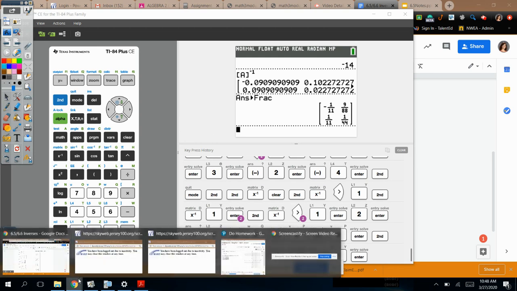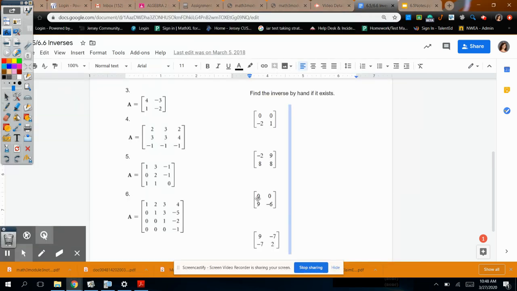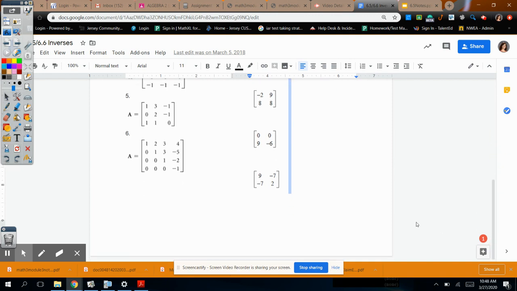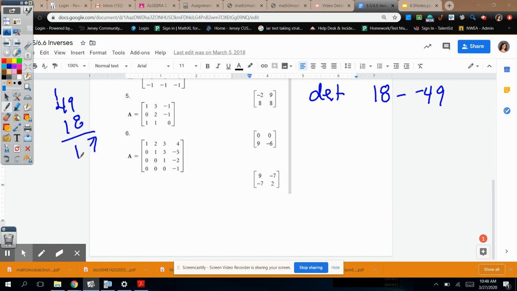If I can find it. Well, this one's going to be 0 again, so there's no inverse here, guys. Look, 0 minus 0. Okay, last one. So first find the determinant. It'll be AD, which is 18, plus 49, because minus negative 49 becomes plus 49. 49 plus 18, 67, I think. Okay, so the determinant is 67.